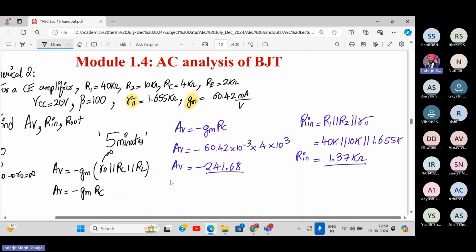Then Rout is equal to? RC. Perfect. It is 4 kilo ohm. Why? Because RO is not there, and RL is also not given to you. So it is RC. As you can see, this complex looking numerical can become extremely simple sometimes.